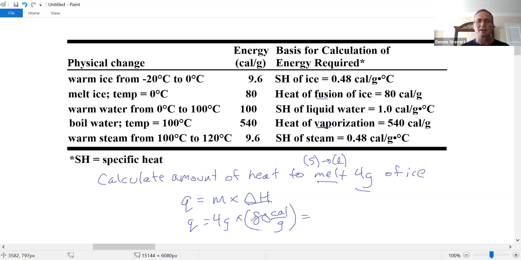And we don't need a calculator for this. 4 times 8 is 32, and then another zero, so 320. Grams cancel out, leaving you with calories. That's the unit for heat or energy, calories. Nice, I like it when it's straightforward like that.